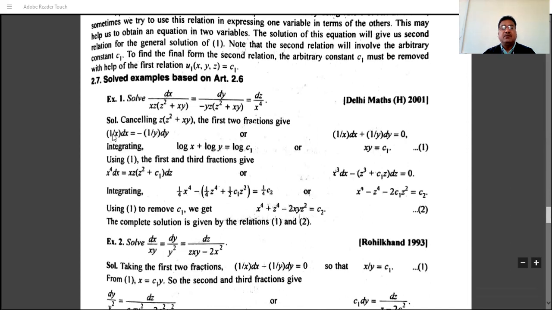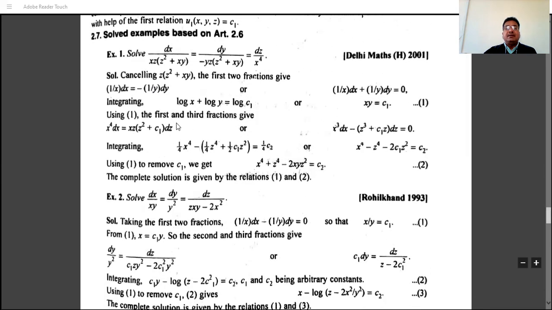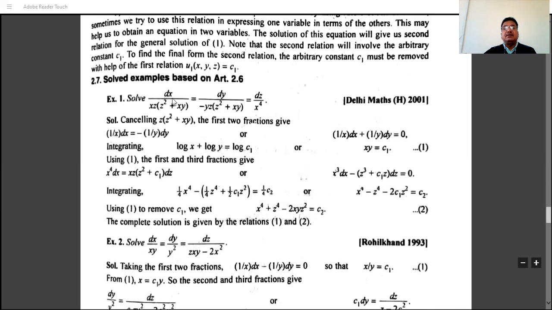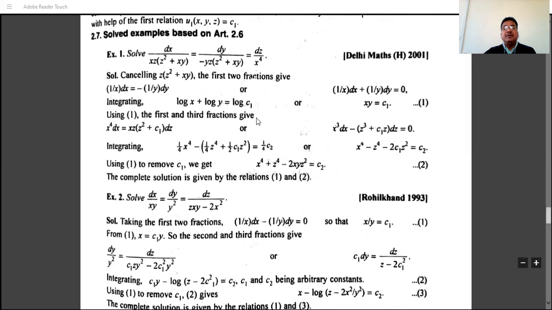What do we have? We have 1 by x dx minus 1 by y dy, and after integrating, what do we have? Log x plus log y is equal to log c1. That is, x into y is equal to c1. That is considering the first two factors. Then the first and third fractions are given. Consider the first fraction and third fraction, and substitute this x into y as c1.